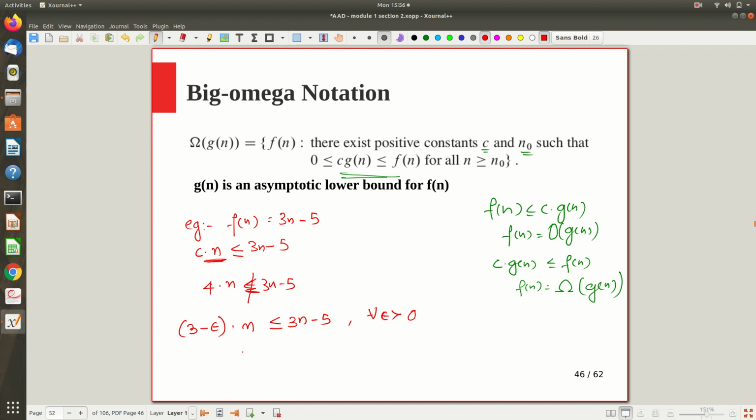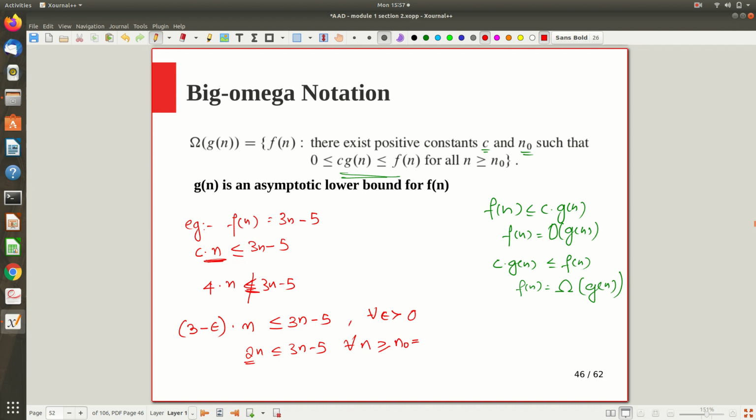So take it like this. Simply let me take epsilon to be 1, so that it is 2n less than or equal to 3n minus 5. This is true for sure. Now you have to try with different values. So C we have taken as 2. Now what about n0, for all n greater than or equal to n0?